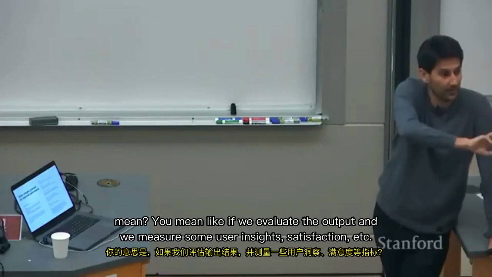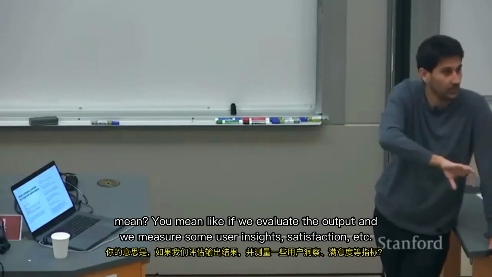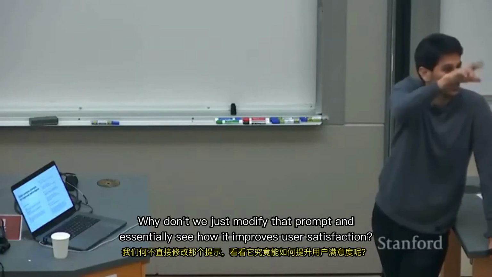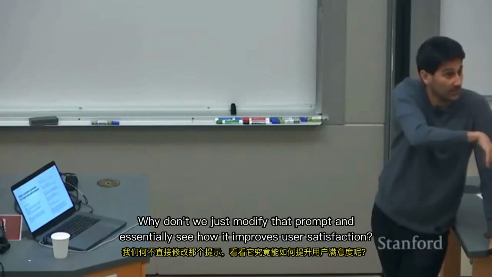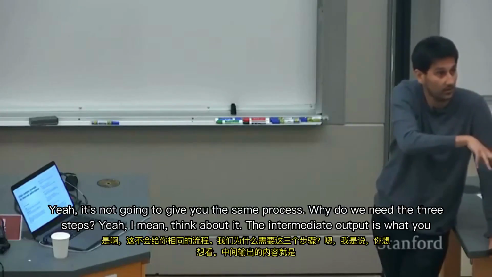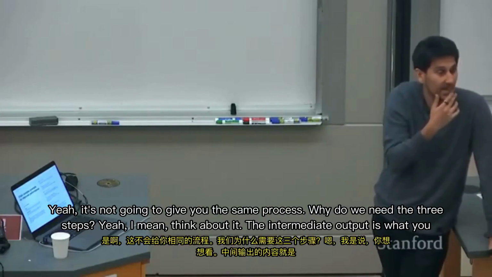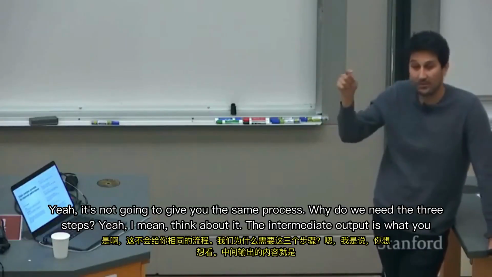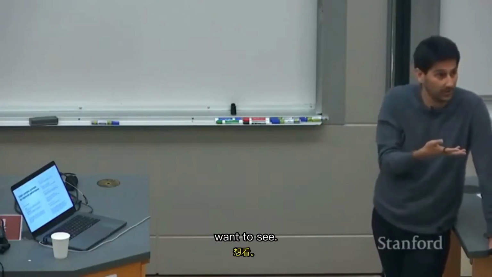You mean, if we evaluate the output and we measure some user satisfaction, why don't we just modify that prompt and essentially see how it improves user satisfaction? Yeah, it's not doing a three-step process where we prompt again. I see. Why do we need the 3 steps? Yeah, I mean, think about it. The intermediate output is what you want to see.